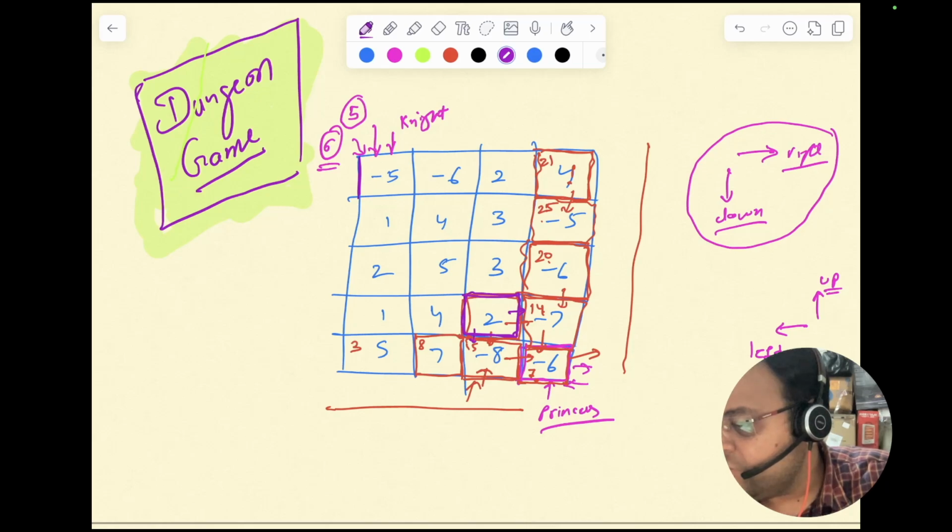How many points does he need to go to this room? 12, right? 12 plus 2, 14. He can enter into this room. How many points should he have to enter into this room? That will be 13 plus 2, that is 15. So minimum how many? 12, right? So let me again put it into red color. So minimum 12 is required, right?